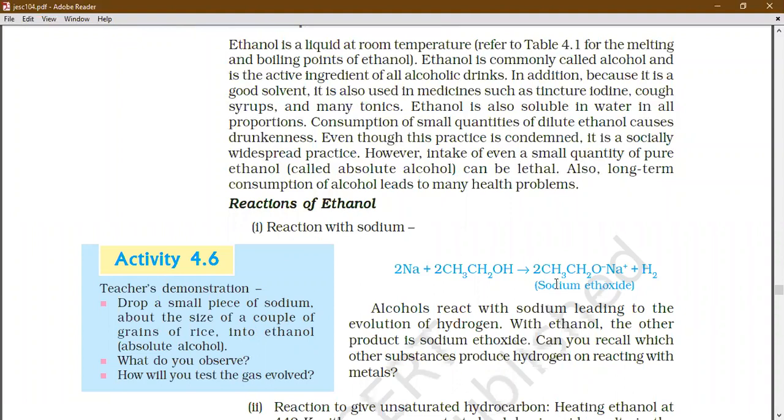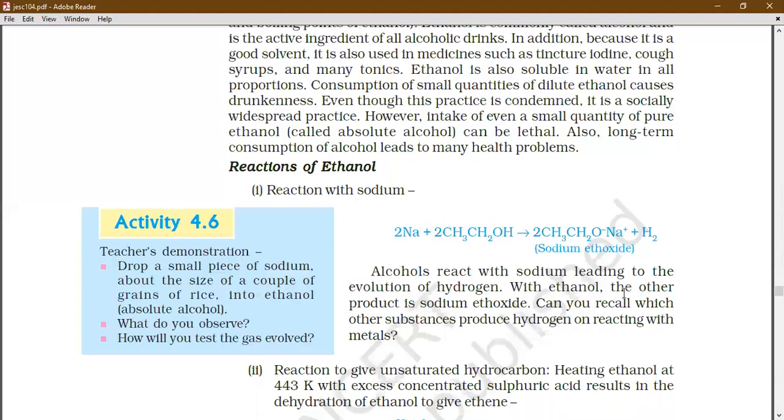Consumption of small quantities of dilute ethanol causes drunkenness. Even though this practice is condemned, it is a socially widespread practice. However, intake of even a small amount of pure ethanol, which is called absolute alcohol, can be lethal. Also, long-term consumption of ethanol leads to many health problems.